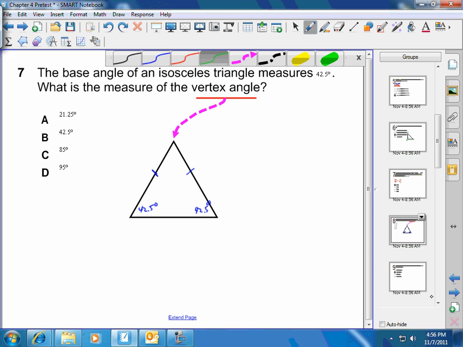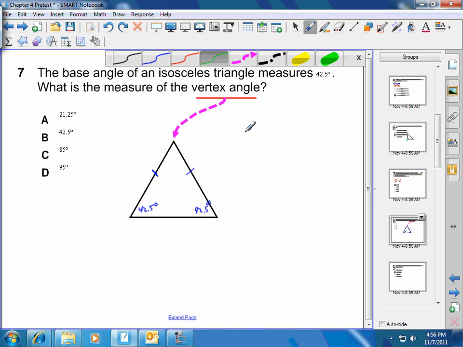I think what people may have had trouble with here is just the vocabulary. The base angle of an isosceles triangle measures 42.5. So base angles of an isosceles triangle are congruent, so both of them are 42.5. What is the measure of the vertex angle? The vertex angle is where the two congruent sides meet, the angle formed by the two congruent sides.